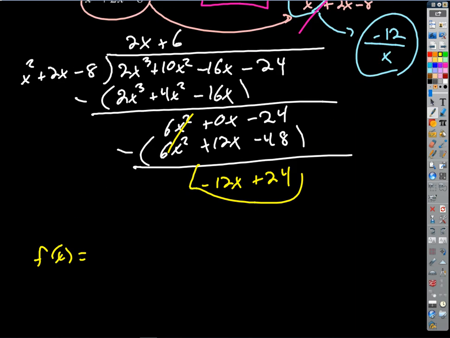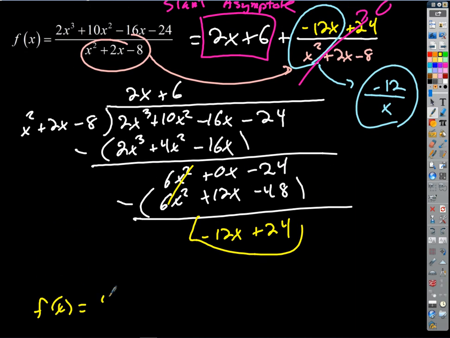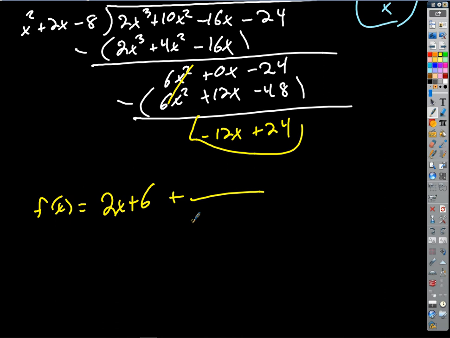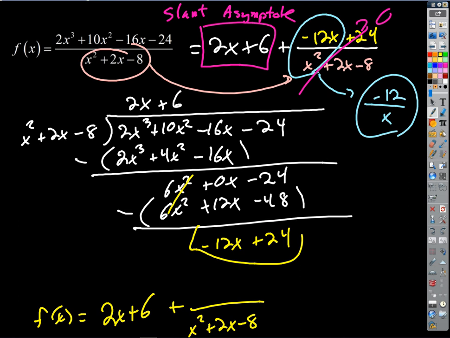equals 2x plus 6 plus what remains over our denominator. What remains over our denominator was this -12x plus 24.